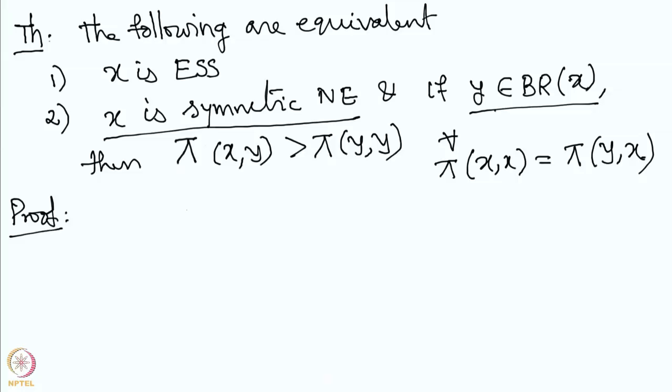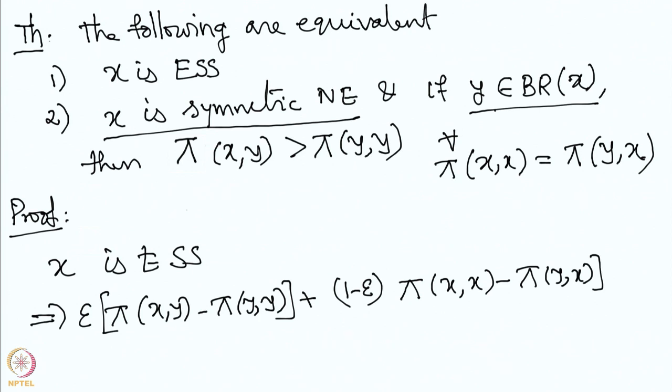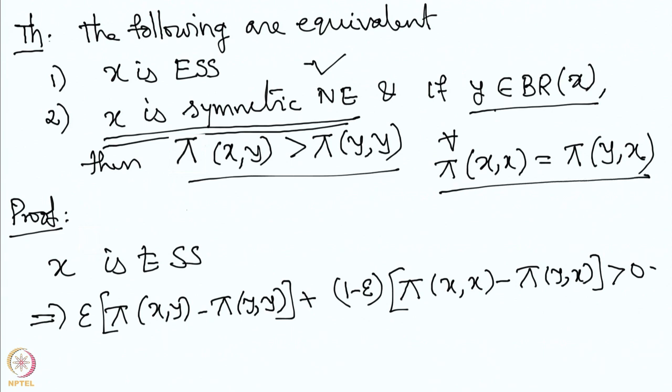So we already have shown the following inequality. If x is ESS, this implies epsilon times pi x y minus pi y y plus 1 minus epsilon times pi x comma x minus pi y comma x is greater than 0. This comes from the definition of ESS. Now if we observe from here, we already mentioned that letting epsilon go to 0, we show that x is a symmetric Nash equilibrium. So therefore, this part is already done. Now to show the next part, note that if this condition pi x x equals pi y x happens, this becomes 0.